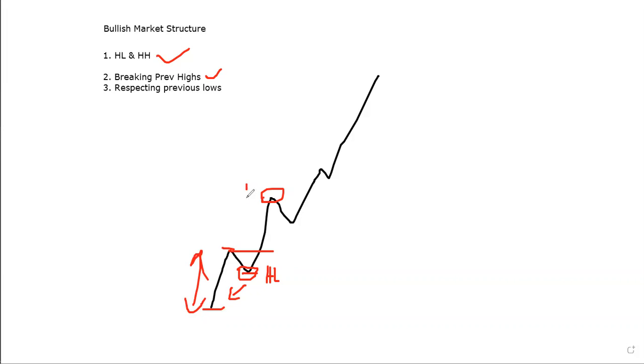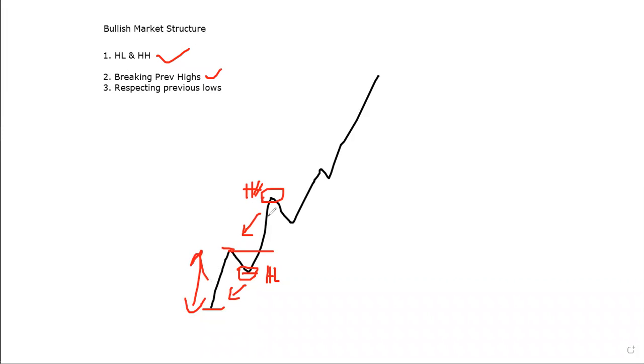And then what did it form at this point here? This is a higher high, right? Because in comparison to that previous high, we know that, okay, this high is higher, right? So price has formed a higher low and a higher high, and it has broken a previous high.